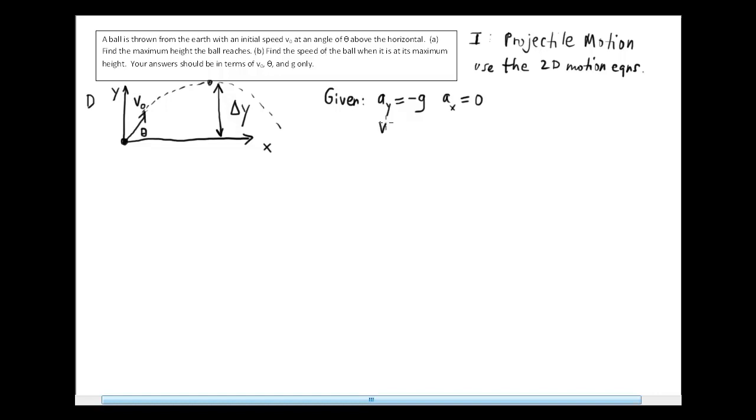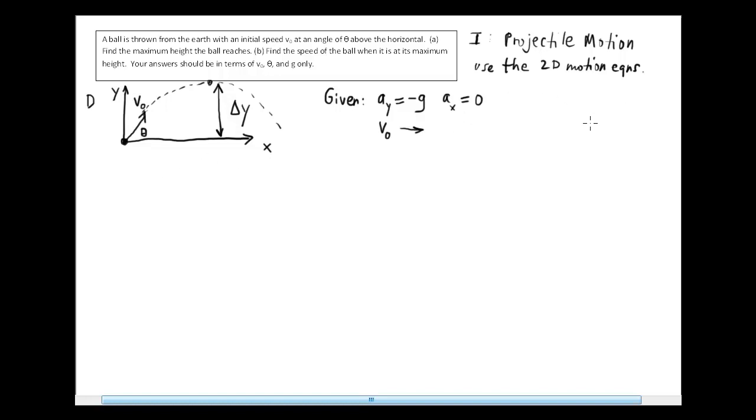We know v0, which is the speed. Now, what's important about that is that the motion equations don't have v0 in them. They have v0x, or vx0, and they have vy0. So those are the things that we want to find. They're not given directly, but it's pretty easy.